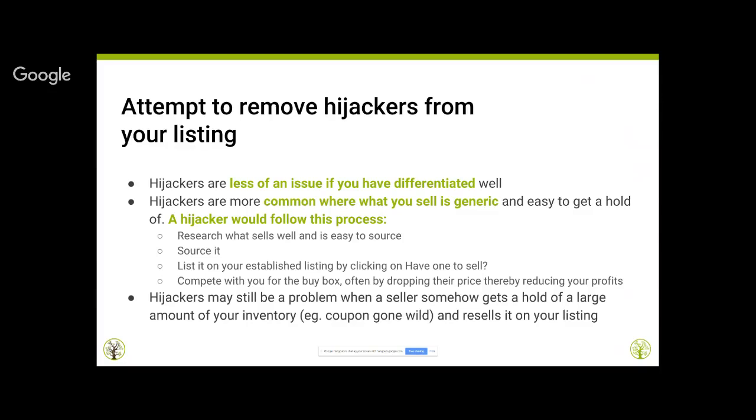So hijackers are not really an issue for us because we differentiate. We're at sort of advanced private label stage. Where this can be an issue is when a seller somehow gets a hold of a lot of your exact inventory. That can be a mistake you make with a coupon. It can be them just buying a whole lot of your stock. However they get it, they can basically resell on your listing. But we do have strategies for that as well.